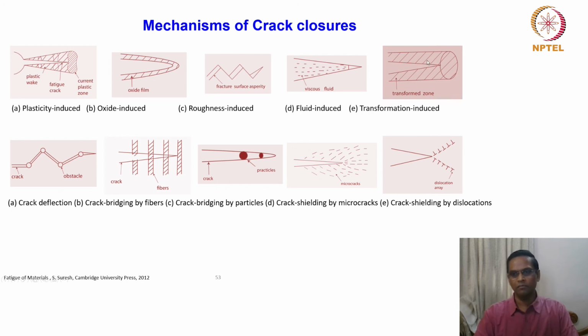We will see one classical example of this transformation induced plasticity as a case study. Then crack deflection by obstacles or second phase particles, and crack bridging by fibers, which is for composite materials, and crack bridging by particles. We discussed the wedging action in the fracture mechanics chapter, similar to that, and crack shielding by microcracks. This also we will see in another 1 or 2 slides. There is a case study you will see, and crack shielding by dislocations is also possible. So these are several mechanisms which support the crack closure behavior.